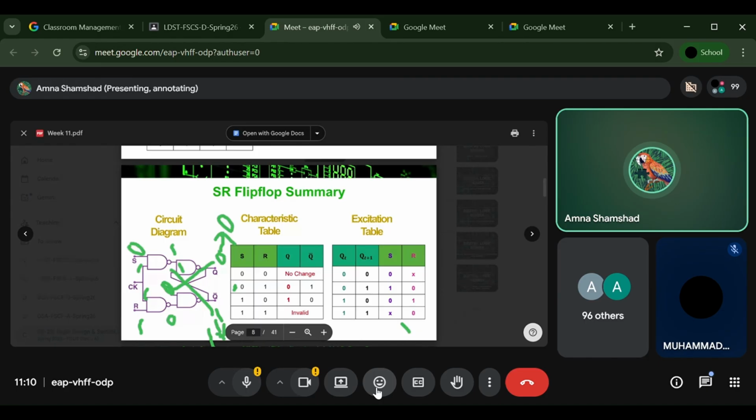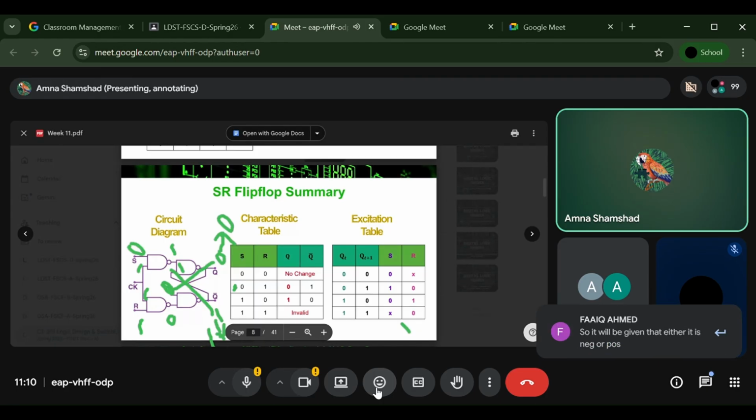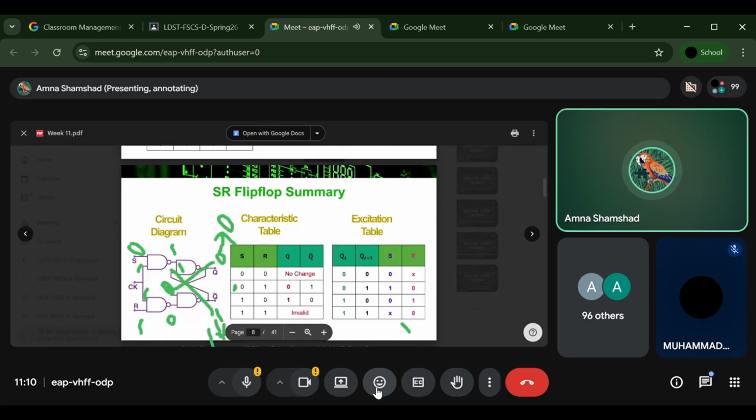Is this clear? Yes, obviously if it's given, then we know whether it's negative or positive edge triggering. Or if it's not given in the form of a statement, then obviously there is some clue or some symbolic representation that will show whether it's negative or positive. Is this clear to all of you?